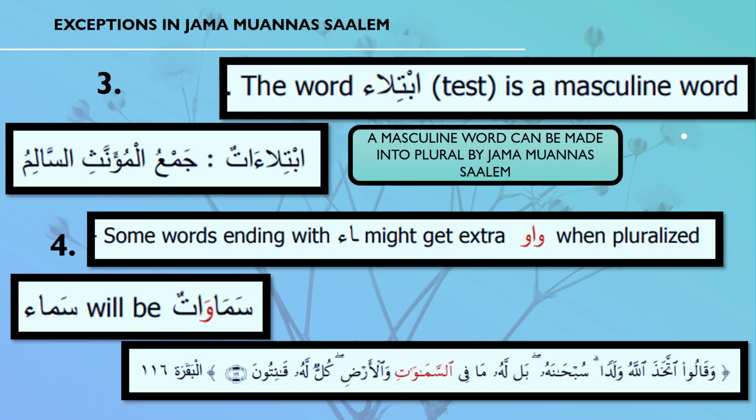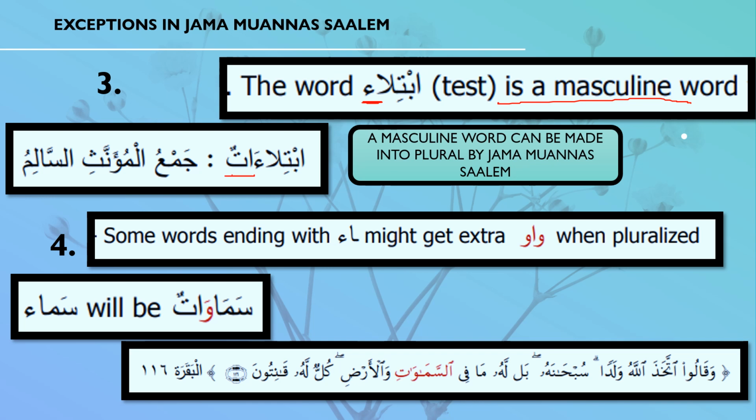Now, as we did ibtila, it means test, and it's a masculine word. So there is some difference here. Ibtila'a is a masculine word, but still you can see the sign of femininity there. So there are exceptions in Jama Muannas also. And it has been made plural into Jama Muannas by adding alif wa ta. Since it has the sign of femininity, it has been made into plural by the rule of Jama Muannas.